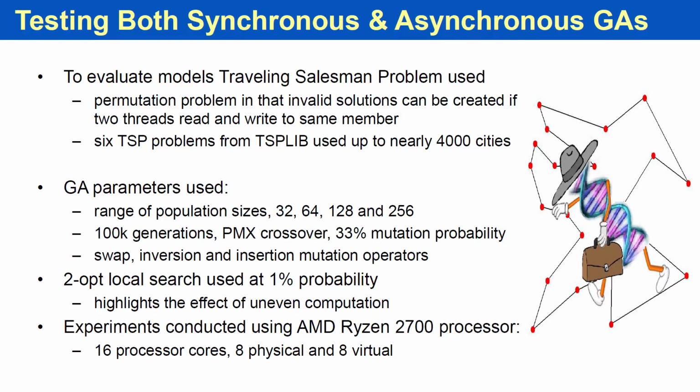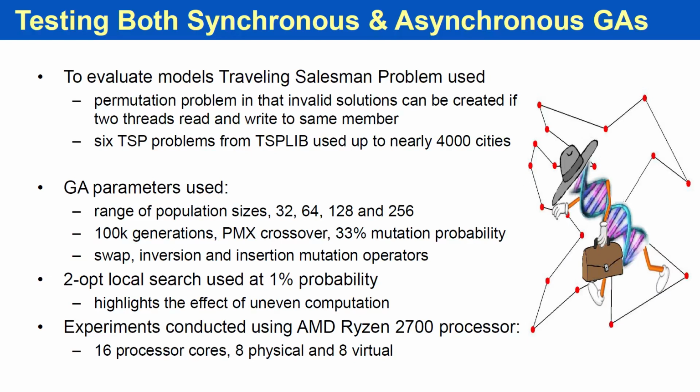Now this is important because we're also looking at uneven computation, because this is again why threads can end up having to wait for others in the synchronous version, because another one's got a lot more work to do. And this can happen with 2-opt, because 2-opt continues improving a solution until no improvements can be made, and that could be a large number of improvements, or it could be a small number of improvements. And also you don't use it all the time, you only use it with, say, a 1% probability like we're using here, so it can create very uneven computation.